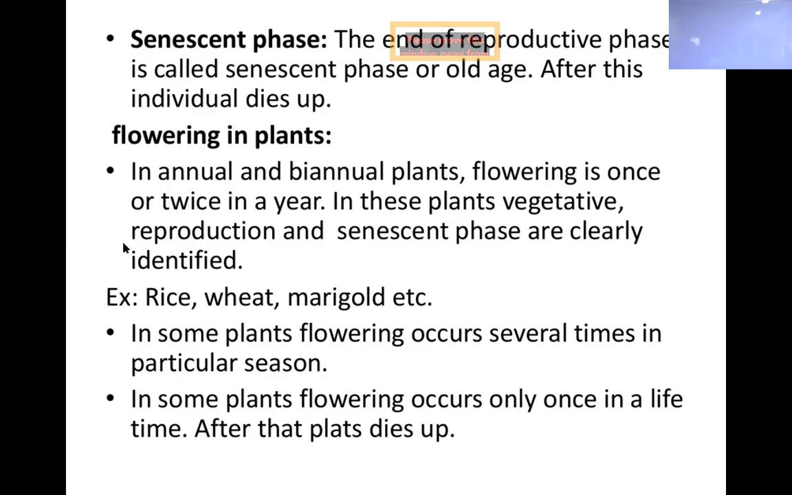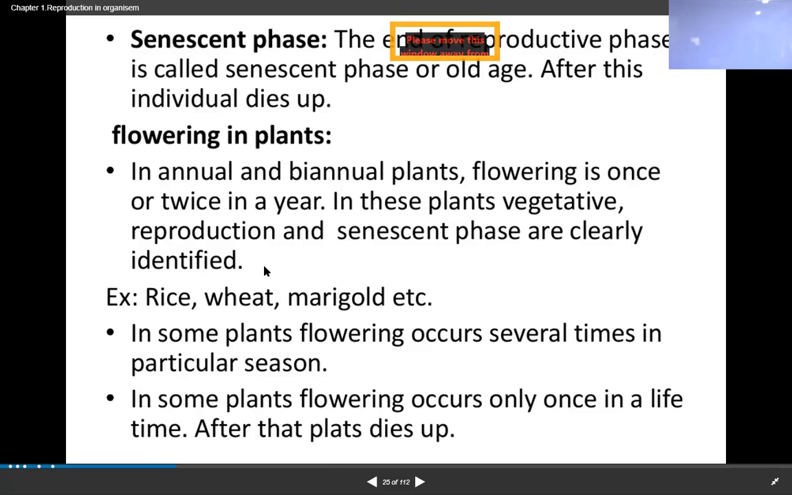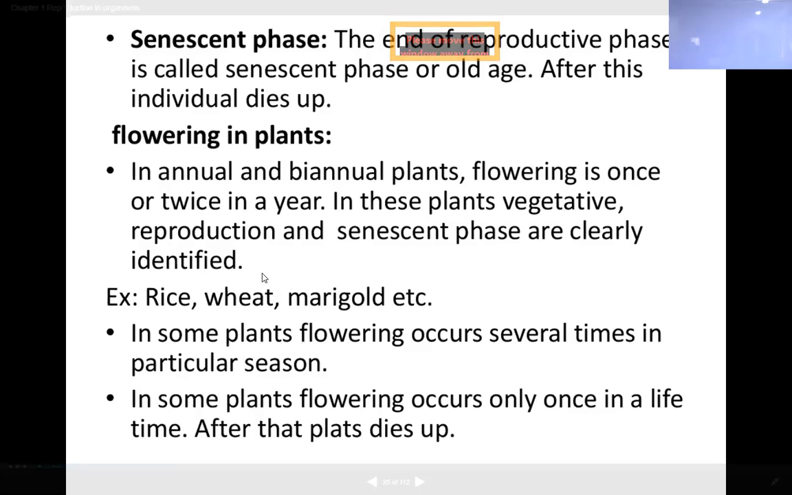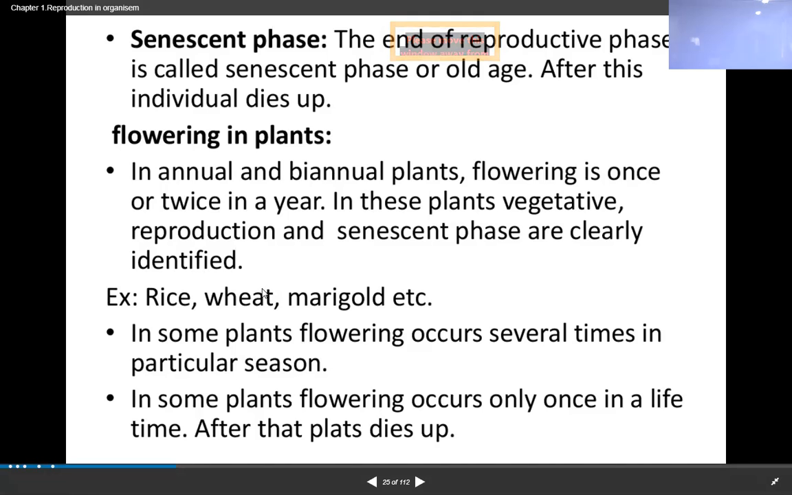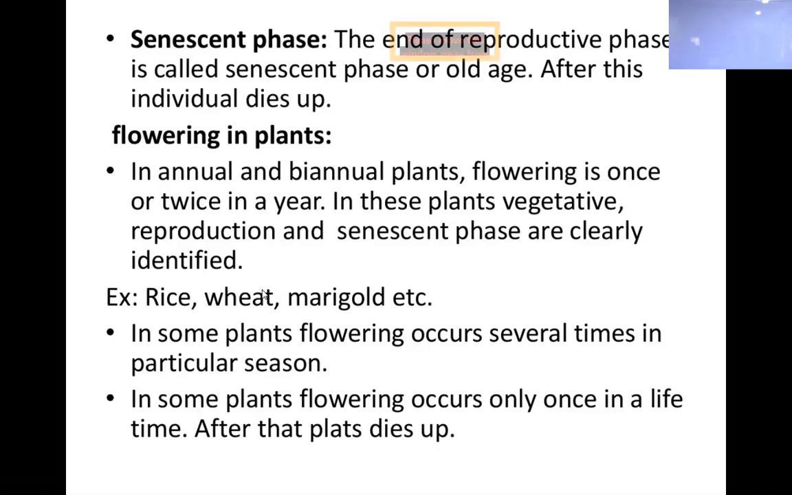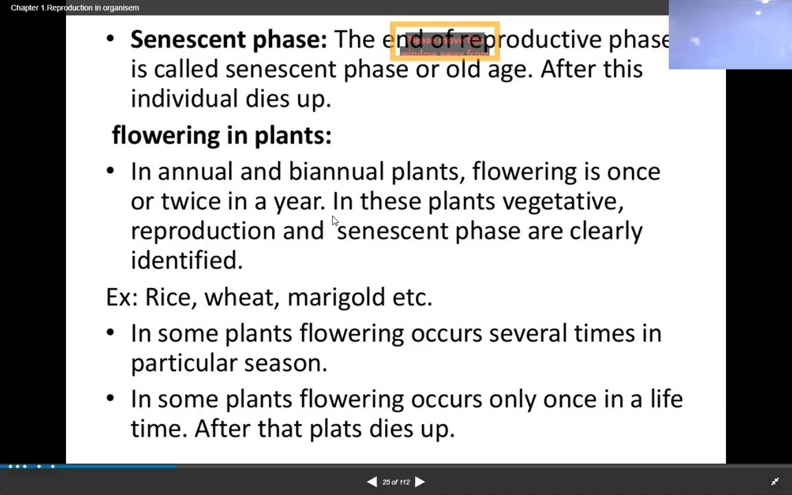You know that flower is considered as reproductive organ, but apart from flower, if any other plant organs are involved in the process of reproduction, then it is called as vegetative reproduction. For example, if stem is involved in the process of reproduction, root, understood? Leaf sometimes. So we called it as vegetative reproduction. In some plants, flowering occurs several times in a particular season. In some plants, flowering occurs only once in a lifetime. After that, the plant dies. Okay. So again, it depends.